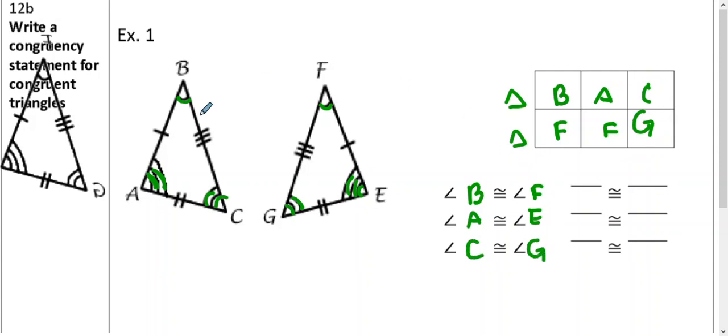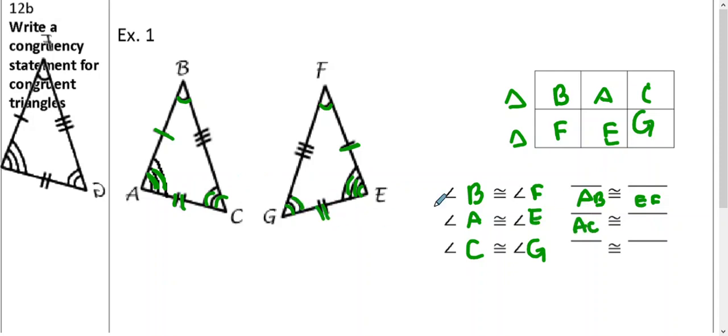And now let's look for sides. We can do this with our tick marks. Our first side that we have one tick mark on is AB. You see it here, middle to the first. And here we have E and F, or F and E. I think I'm missing part of a letter there. So AB was congruent to EF.